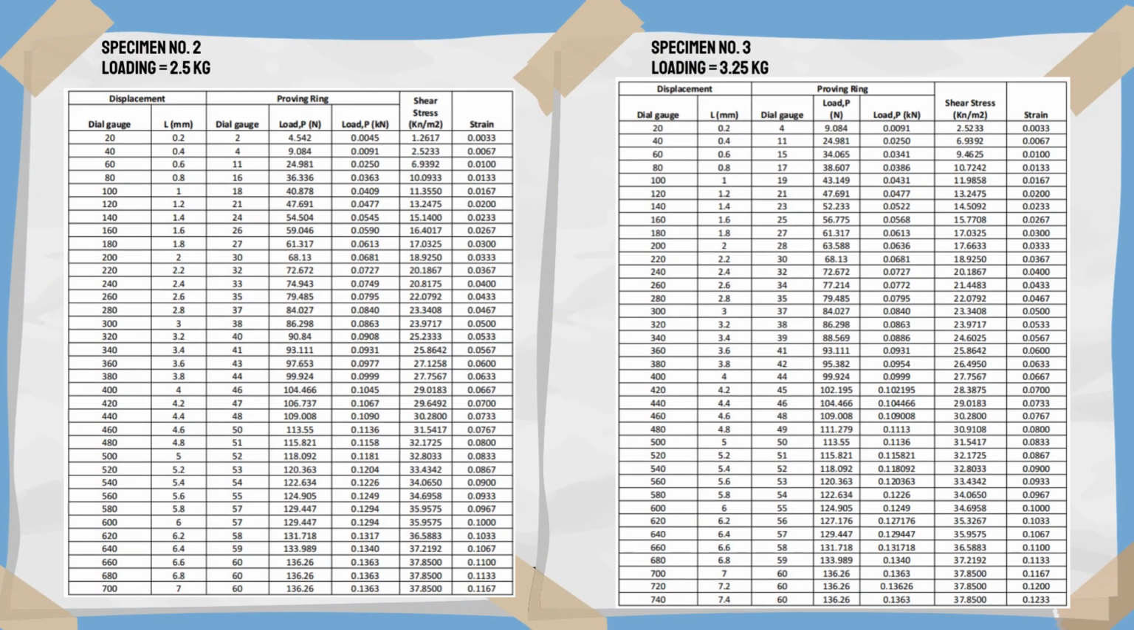For specimen number 2 and number 3, the load is the same, 0.01363, with both of them having a constant reading on the proving ring dial gauge with the value of 60, which also means that they both have the same shear stress and strain value, with 37.85 kN per square meter on shear stress and 0.1233 on strain value.